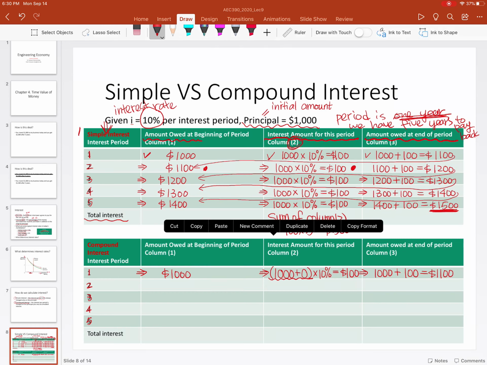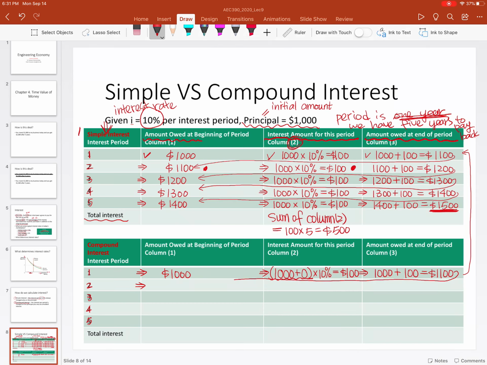Okay, so until now, the numbers in the cells are exactly the same as what are in the first table. But don't worry, let's continue, okay? You will see the difference. Now, we enter the beginning of the second year. We said the amount you owe at the end of the first year will always be the amount you owe at the beginning of the second year. So you can still copy that number to this column. So this cell will be 1,100. That's the amount you owe at the beginning of the second year.